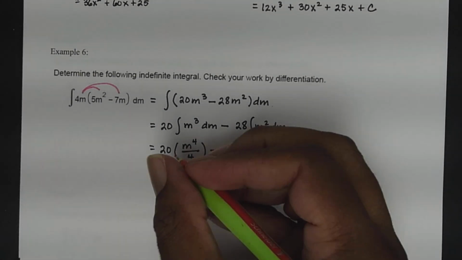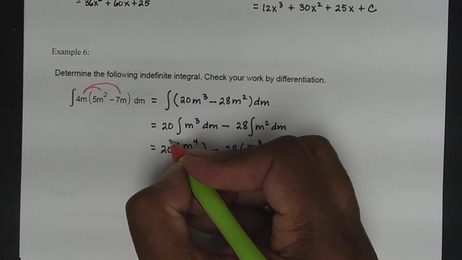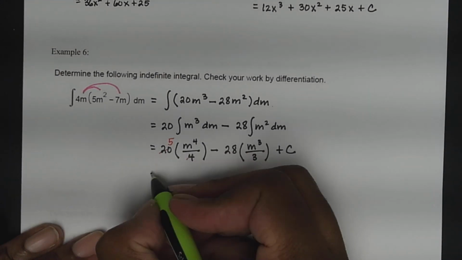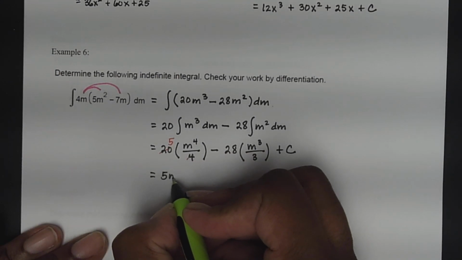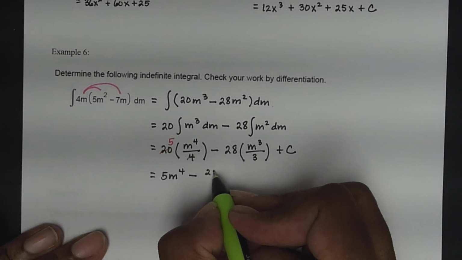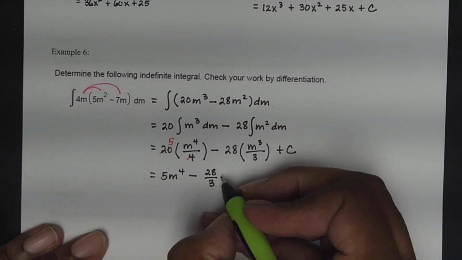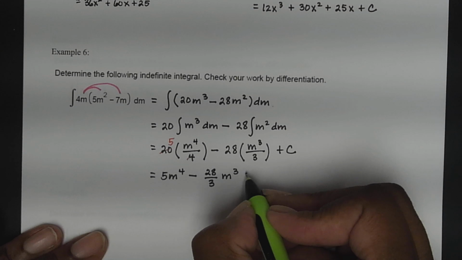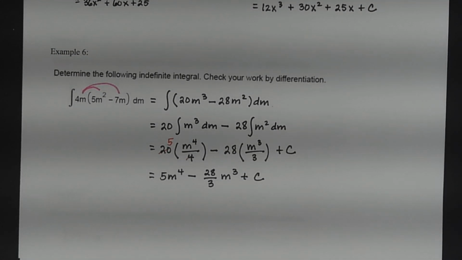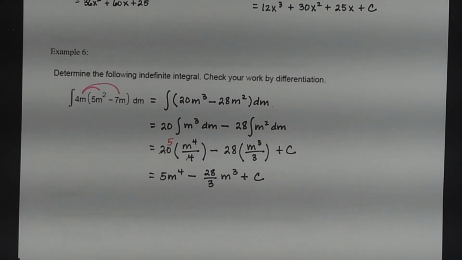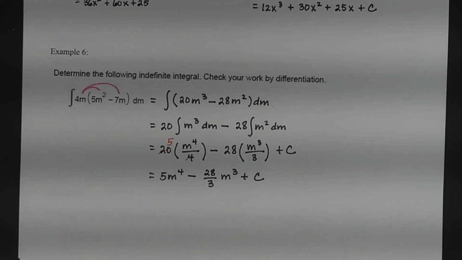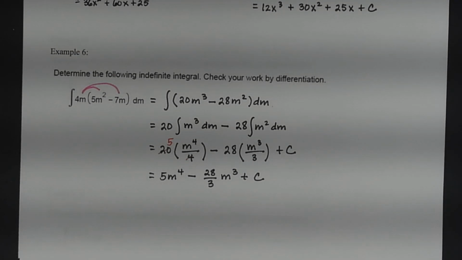All right, simplify this a bit. Divide 4 into 20. That's going to go 5 times. So this will be 5m to the 4th minus, and I will leave 28 divided by 3 as 28 thirds as an improper fraction, times m cubed plus c. So the integral of 4m times the quantity 5m squared minus 7m dm would be 5m to the 4th minus 28 thirds m cubed plus c.